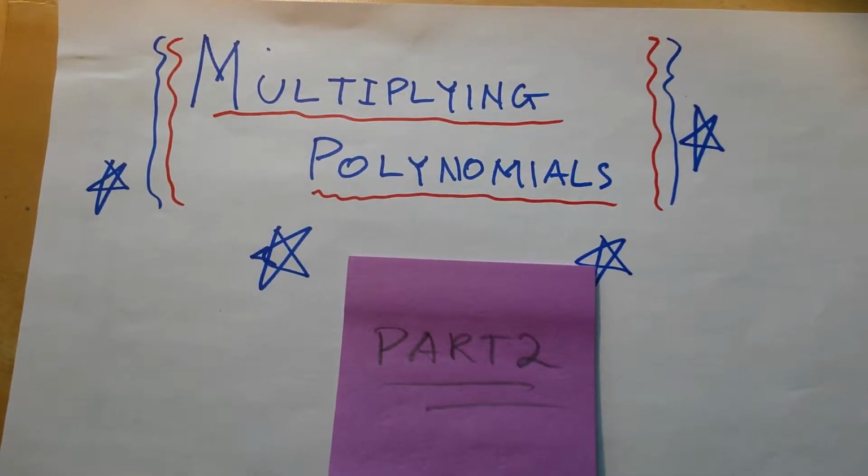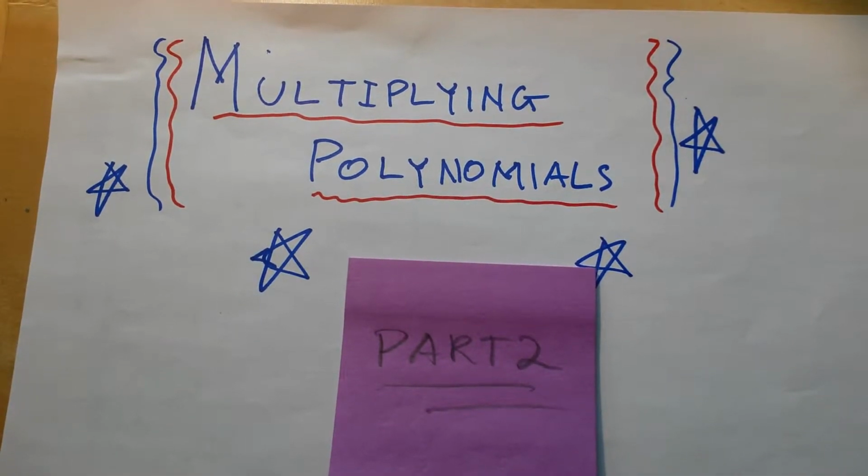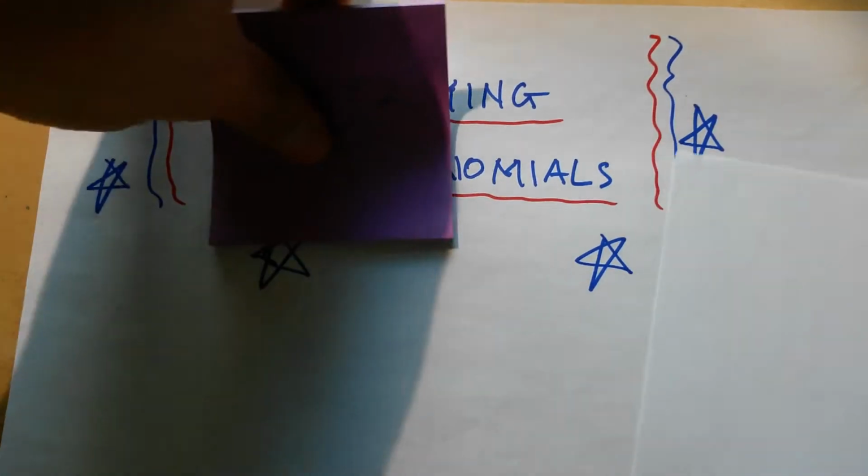Alright, ladies and gentlemen, once again we'll be looking at multiplying polynomials. Let's look at some more examples. This is part 2 of multiplying polynomials. Alright, so let's look at some examples here. Follow along with your handout as well.